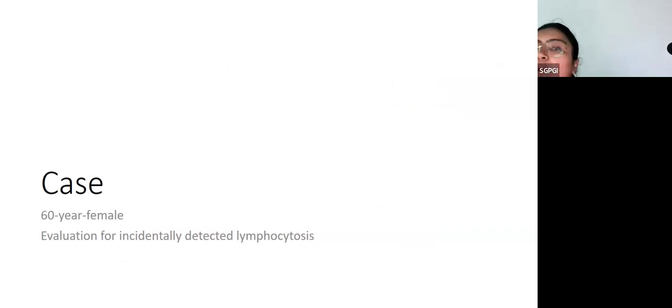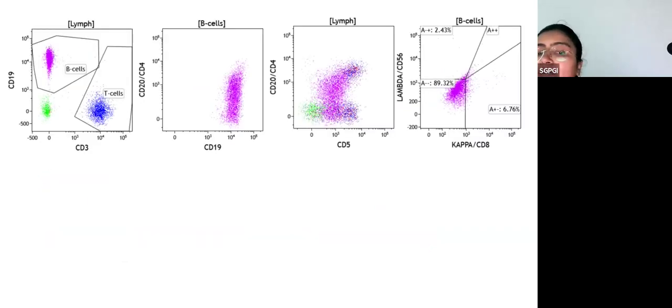Now with that, I'm showing you one more case which was evaluated for incidentally detected lymphocytosis. If you have a look at it, you have your B-cell population nicely sitting here. What about CD20? Would you call this CD20 positive or not? Dim positive, heterogeneous positive, okay? Heterogeneous, it ranges from negative to dim. So what about CD5 on the B cells? It is dim positive, right? So it is CD5 positive. And when you look at kappa and lambda, it again does not appear to be working, right?